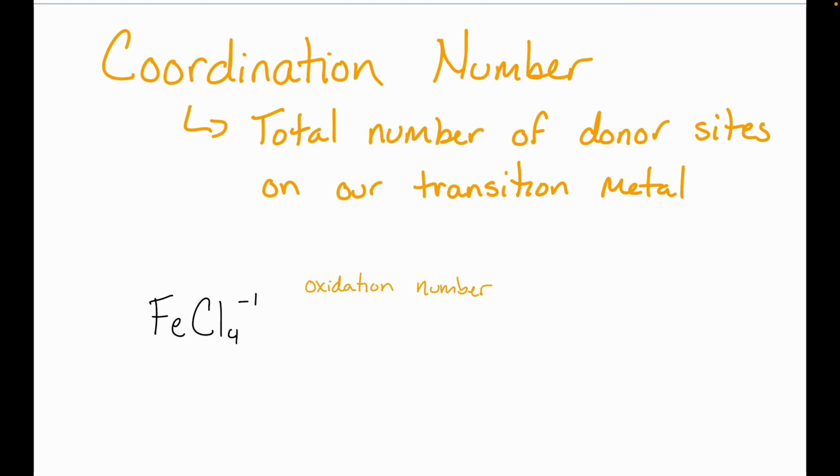All right, so my oxidation number would be +3. Each of those chlorides are -1. I got 4 of them, and the total negative charge is -1. So that means my iron must be +3. But now I could also ask you for the coordination number.